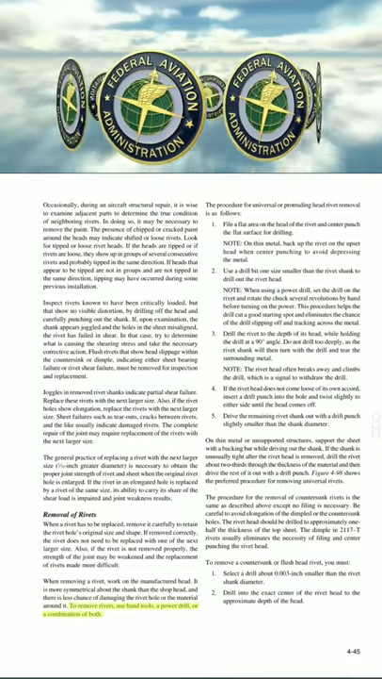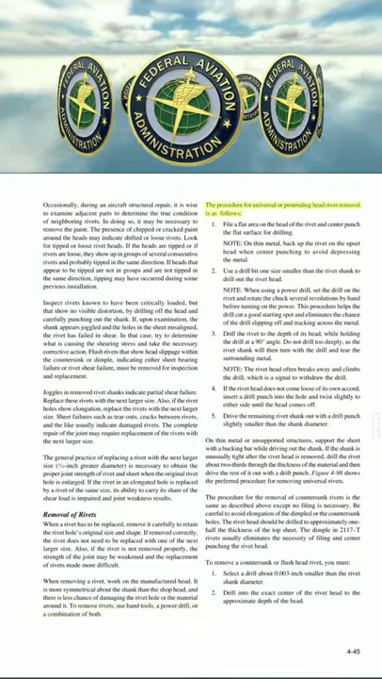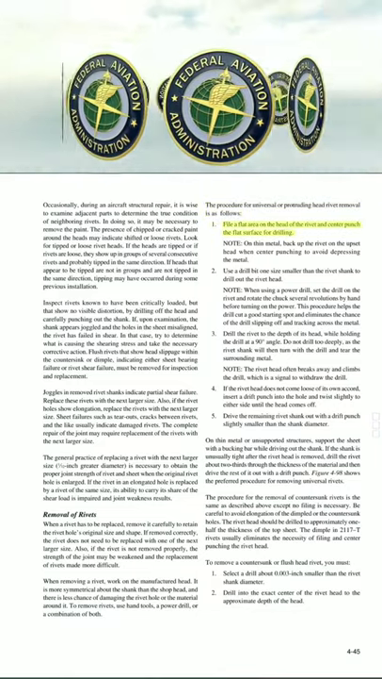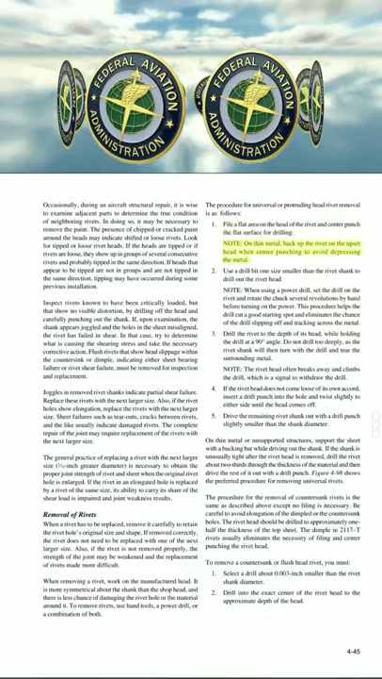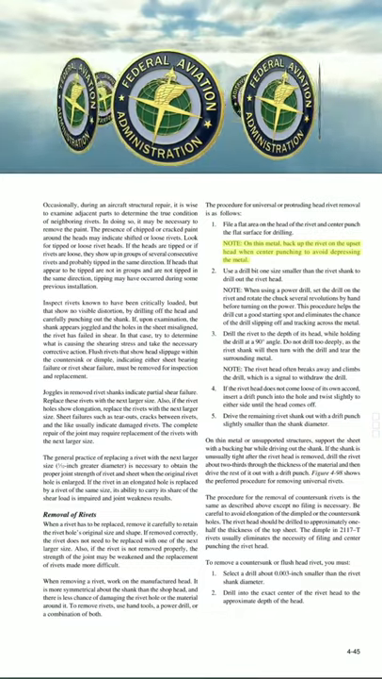To remove rivets, use hand tools, a power drill, or a combination of both. The procedure for universal or protruding head rivet removal is as follows. 1. File a flat area on the head of the rivet, and center punch the flat surface for drilling. Note: on thin metal, back up the rivet on the upset head when center punching to avoid depressing the metal.